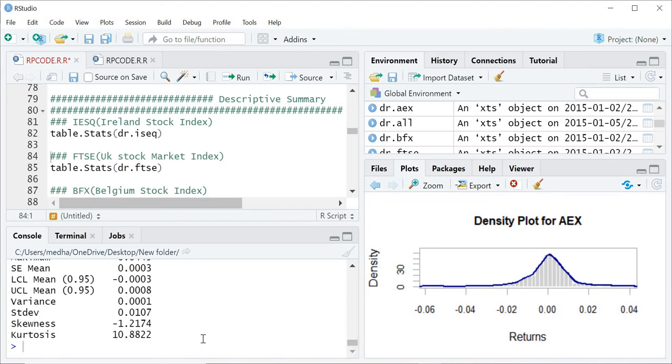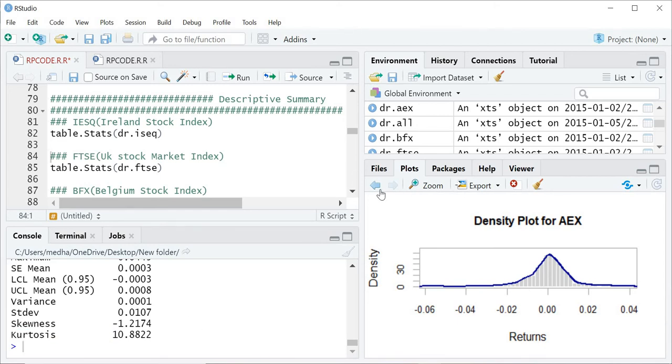The standard deviation tells me the risk on the index, which is around 1.07%. The skewness is negative, which tells me that it has a high number of negative returns on the index over the period of 5 years. The kurtosis is quite higher than the normal distribution kurtosis of 3, and it tells me that the distribution is not normal. It's asymmetrical and it's leptokurtic.